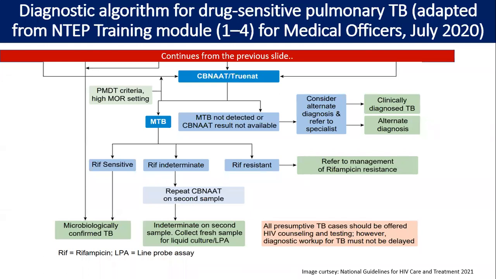Now, all those suspected tuberculosis cases or presumptive TB should be offered HIV counseling and testing. However, diagnostic workup for TB must not be delayed. So it is the NTP guideline. It is for those setups where people are primarily diagnosing TB, screening TB, and finding presumptive TB, and all those presumptive TB should undergo HIV testing. But in our center, the ART center, they are all HIV patients, so this part doesn't come. Maybe in the index cases, it might come in the caregivers and all.